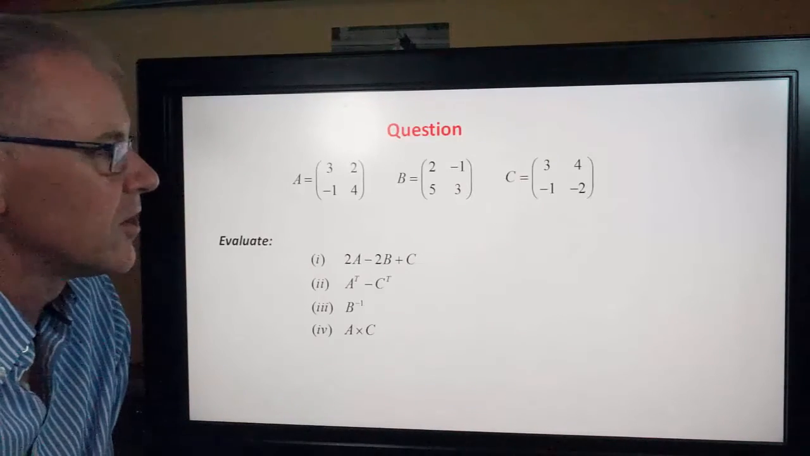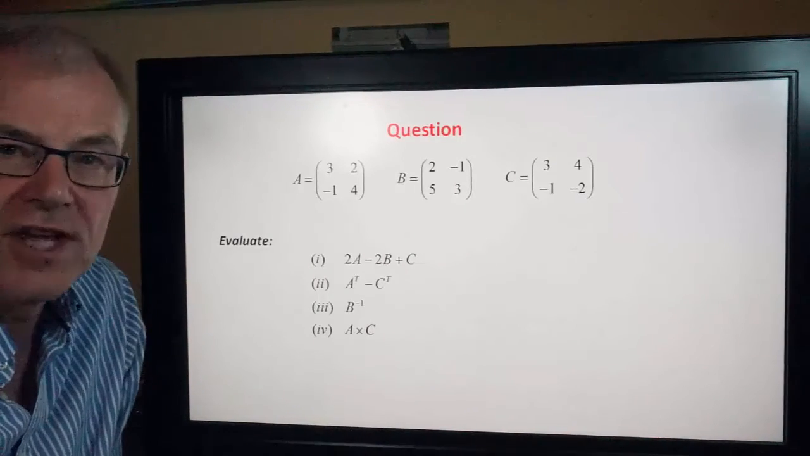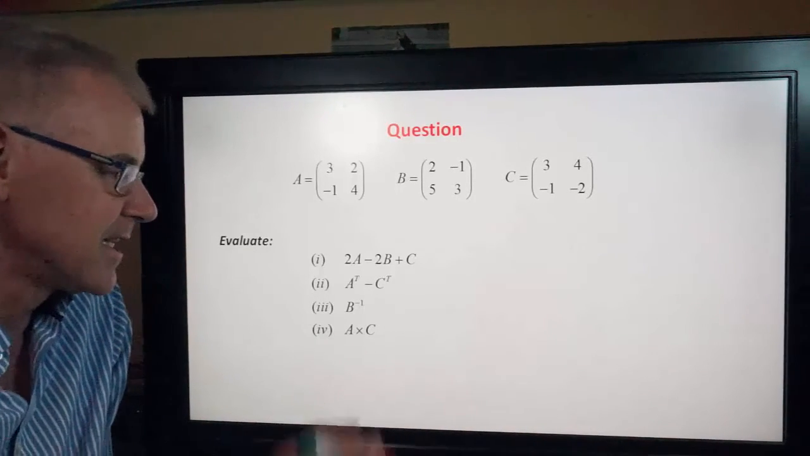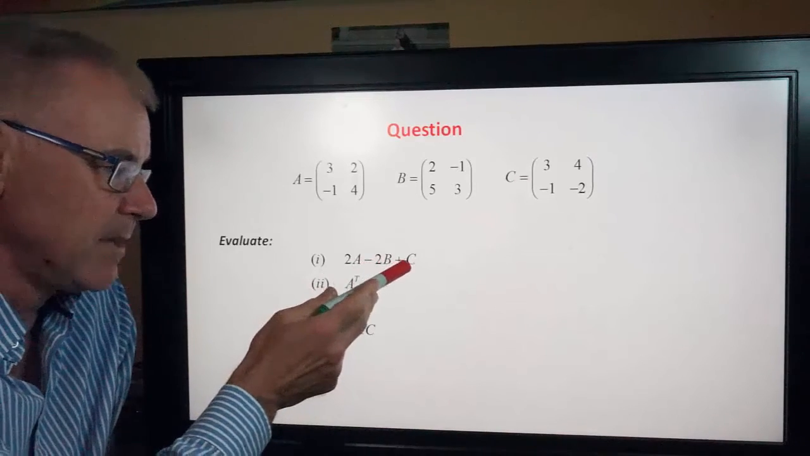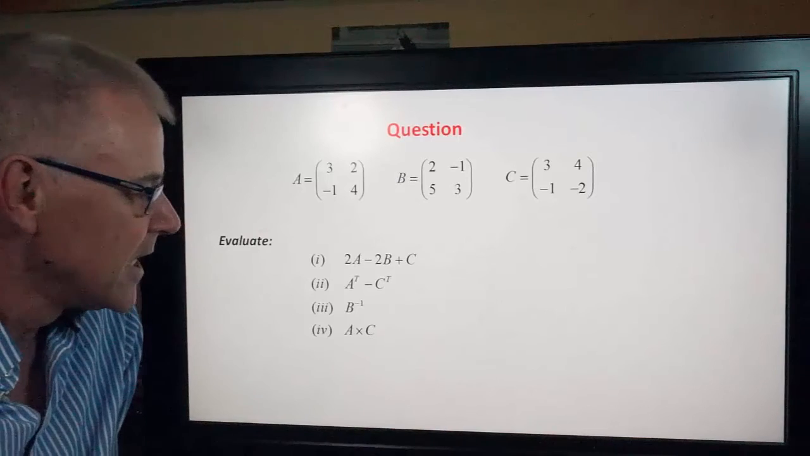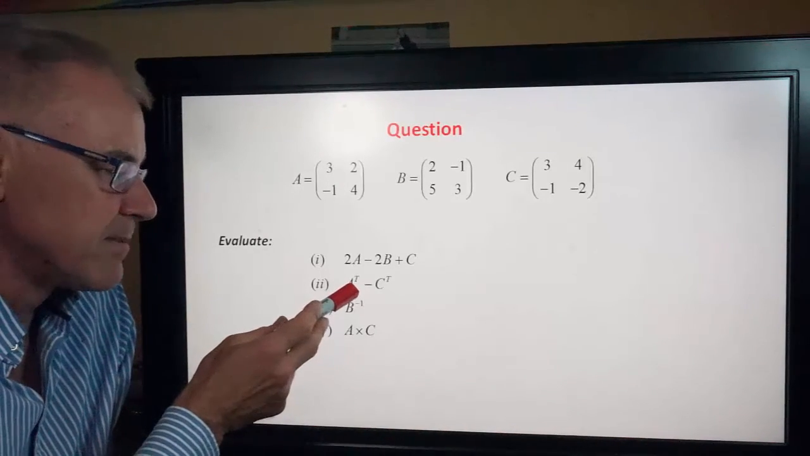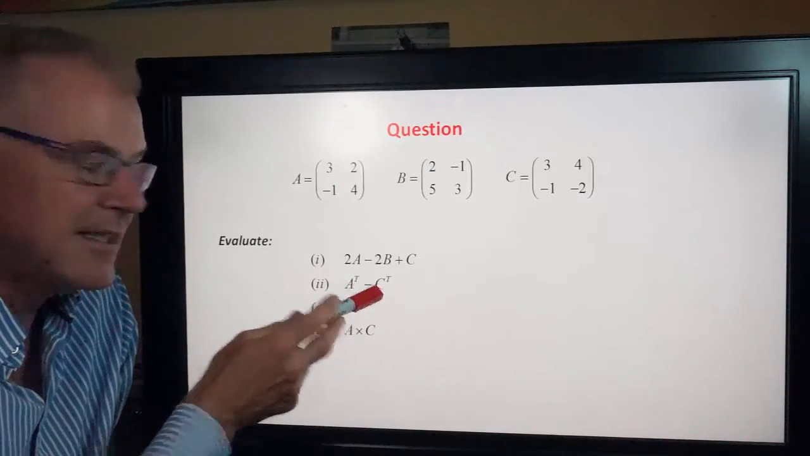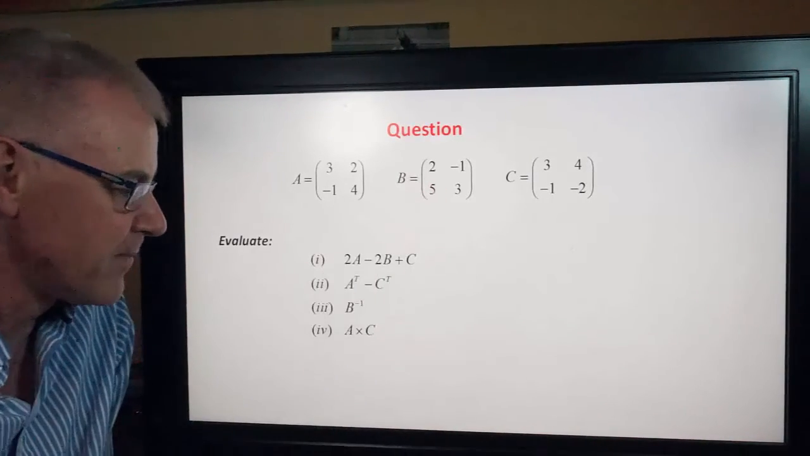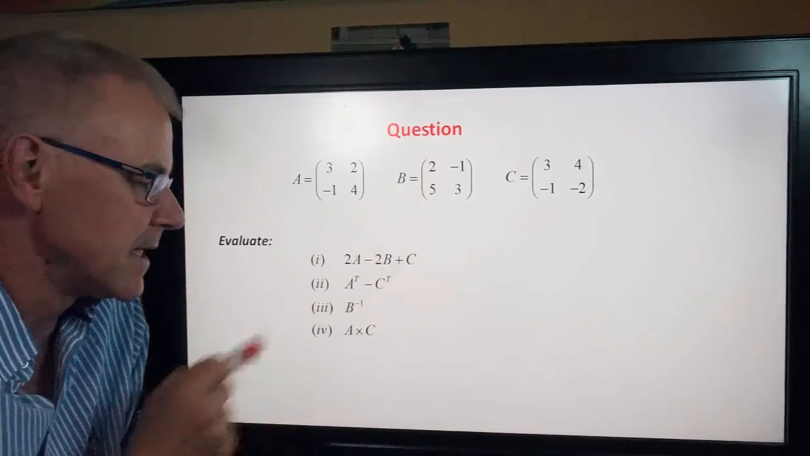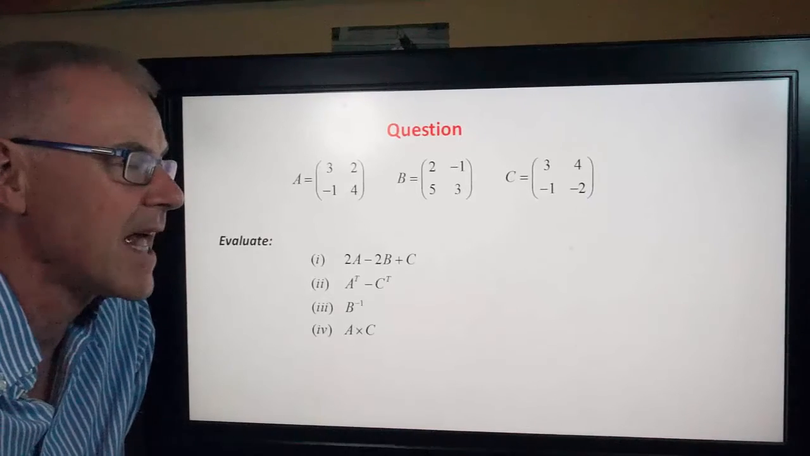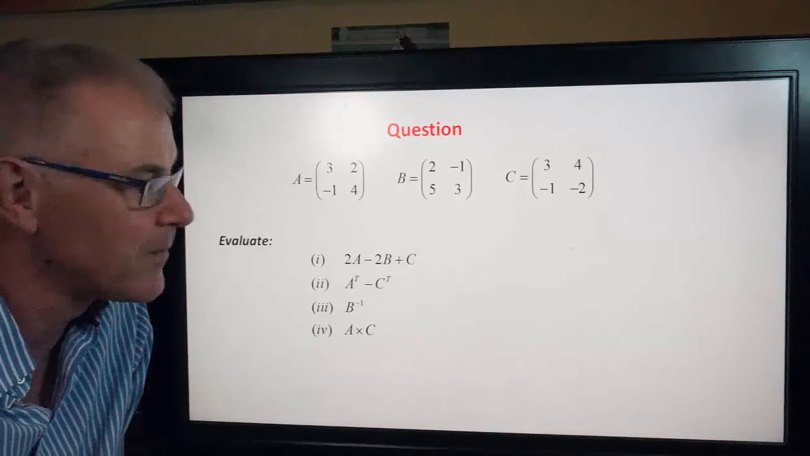So here's one that you could try, and here you're given 3 matrices A, B and C, and you're asked to calculate 2 times A minus 2 times B plus C, which we did in a previous module. Then you're asked to calculate the difference between the transpose of A and the transpose of C. You're then asked to get the inverse of the matrix B and then multiply A by C. So there's a bit of revision in this question. So see, can you do that before we proceed?